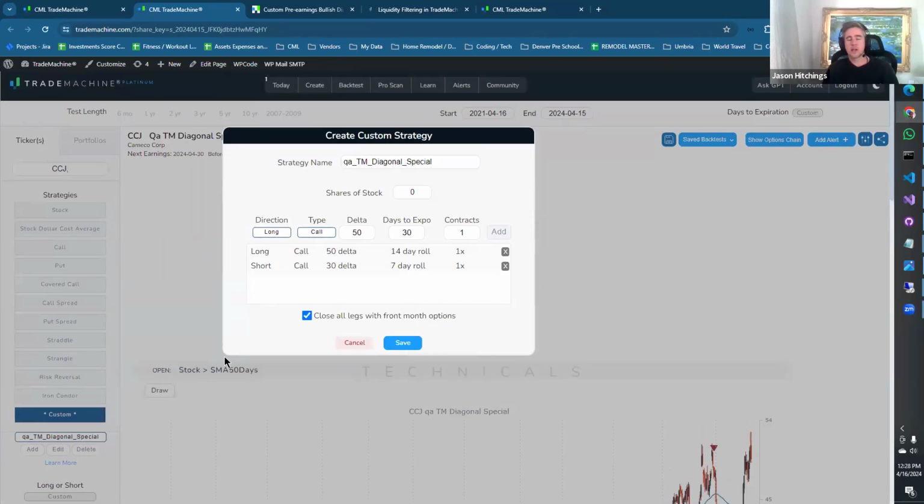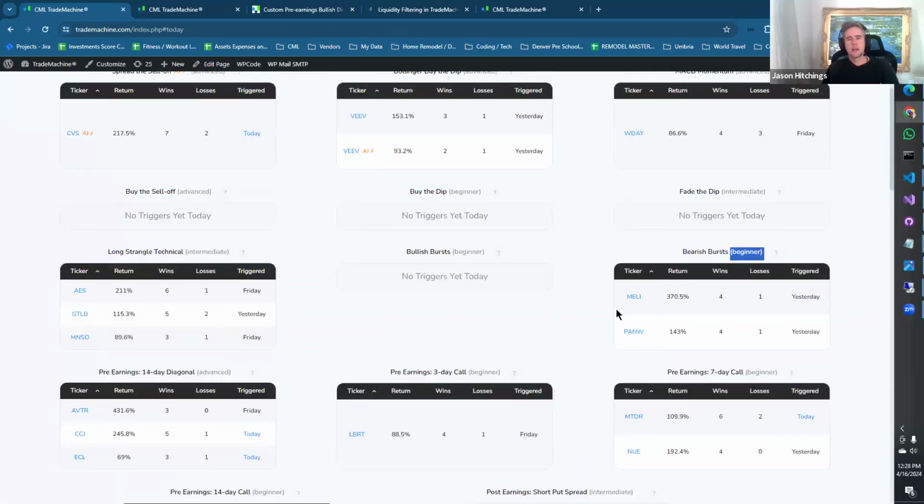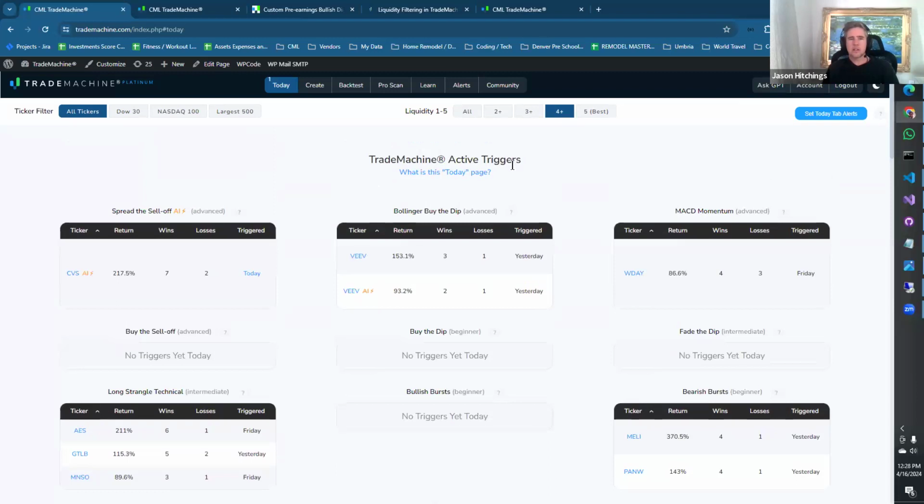So this was a custom strategy, so it's a little bit more complicated for new users. All of these strategies here say either advanced, intermediate, or beginner. The beginner ones tend to just be one simple leg. Like bearish burst or bullish burst will just be buying a call or buying a put. But yeah, that's a great place to get started. And then obviously you can do your own backtests and portfolio backtests and all that good stuff.